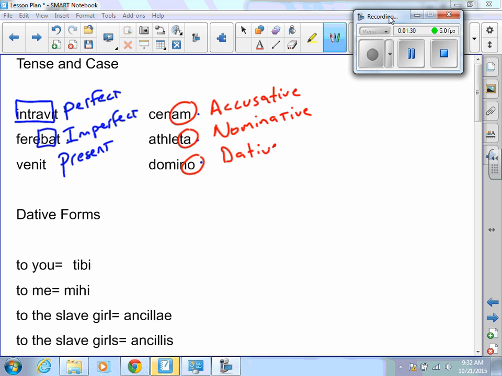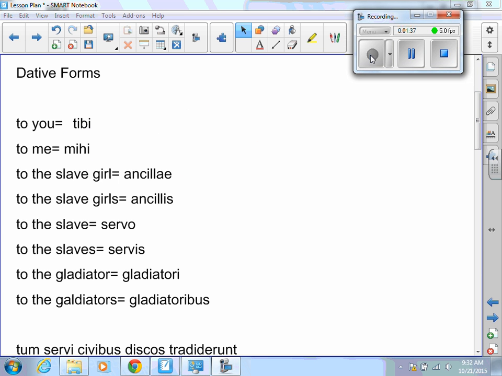It is very important that you're able to tell the tense of the verb and the case of the nouns. Next up, I have dative forms. On this test, they're going to give you phrases like to you, to me, to the slave girls, to the slaves, to the slave, to the gladiator, to the gladiators, and you're going to have to know what endings to use or how to change that word into a dative.